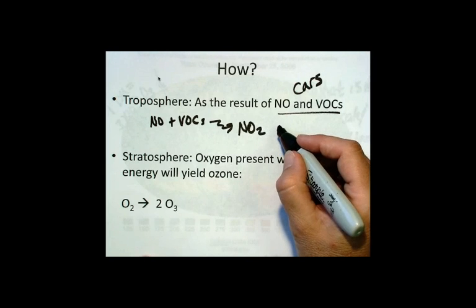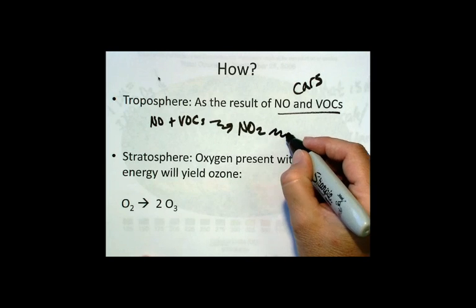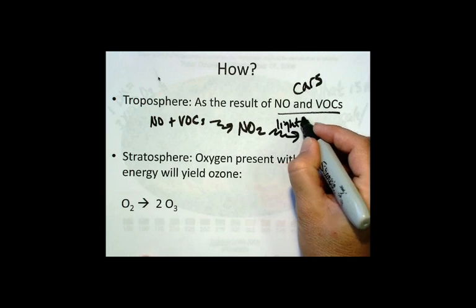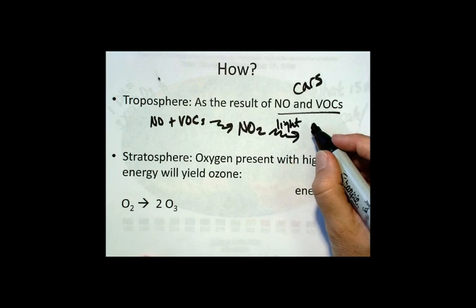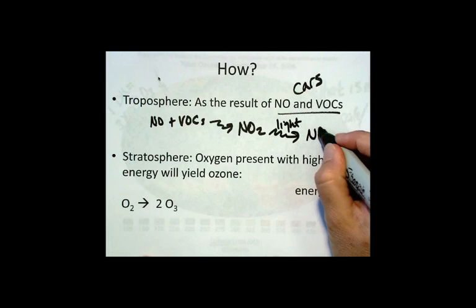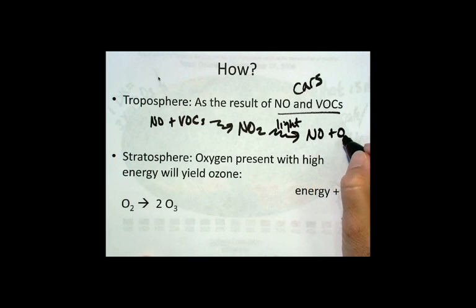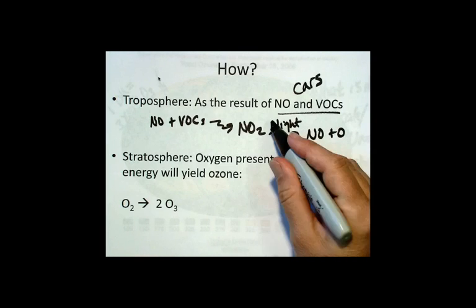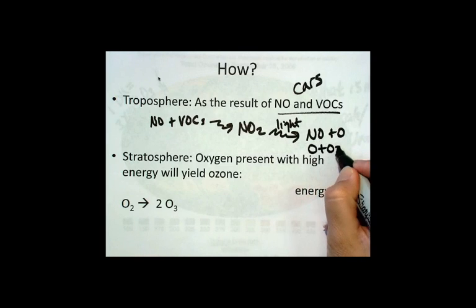And in the presence of light, the nitrogen dioxide breaks down to give you the NO and the single atom oxygen, which is very, very reactive. And that single atom oxygen that's produced there in the presence of light will very quickly react with the oxygen that's in the atmosphere, because there's so much oxygen in the atmosphere, to produce ozone.